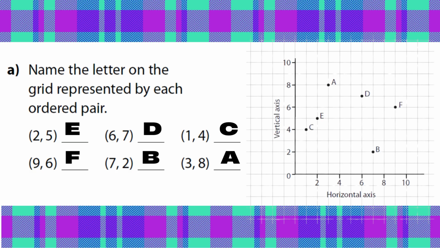The next set of coordinates, 7 and 2, are represented by the letter B. And finally, the last ordered pair, 3 and 8, are represented by the letter A.